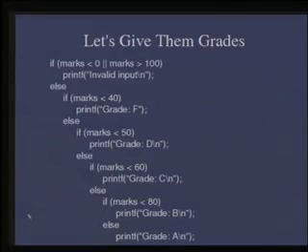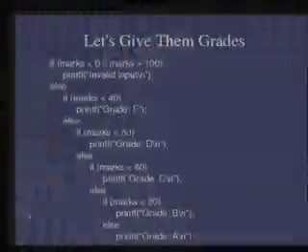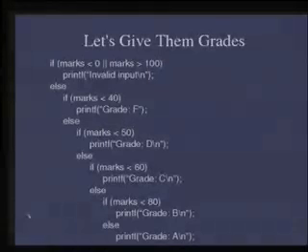So now let's take the example a little further and make it a little more complicated. Suppose you want to assign grades to students depending on their marks. So if marks are less than 40, let's say you want to give the grade F. If the marks are 40 or more but less than 50, grade D. Between 50 and 60, that is 50 or more but less than 60, then grade C. 60 or more but less than 80, then the grade B. And if 80 or more marks are obtained, then we want to give the grade A.